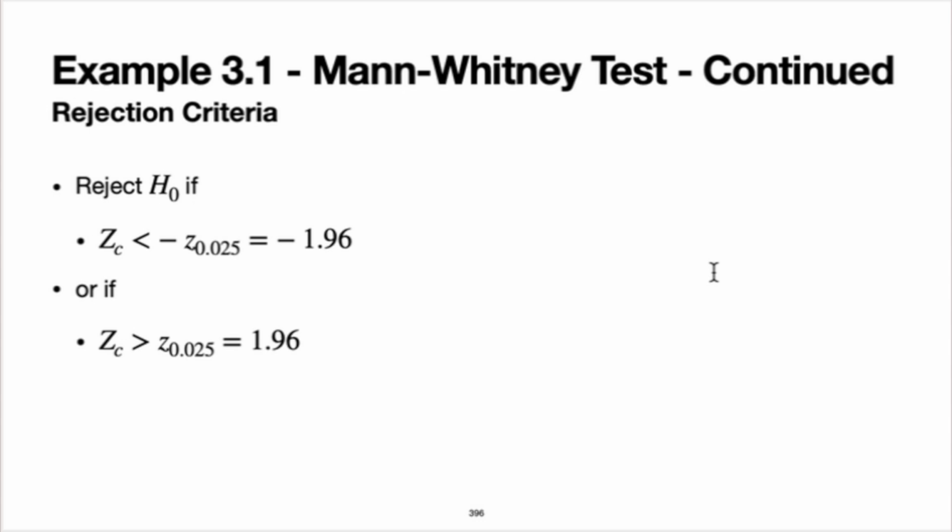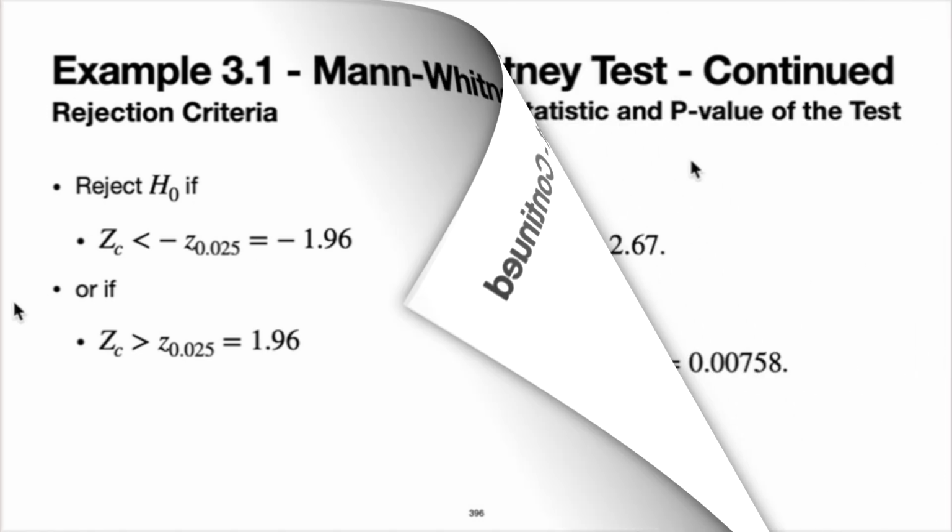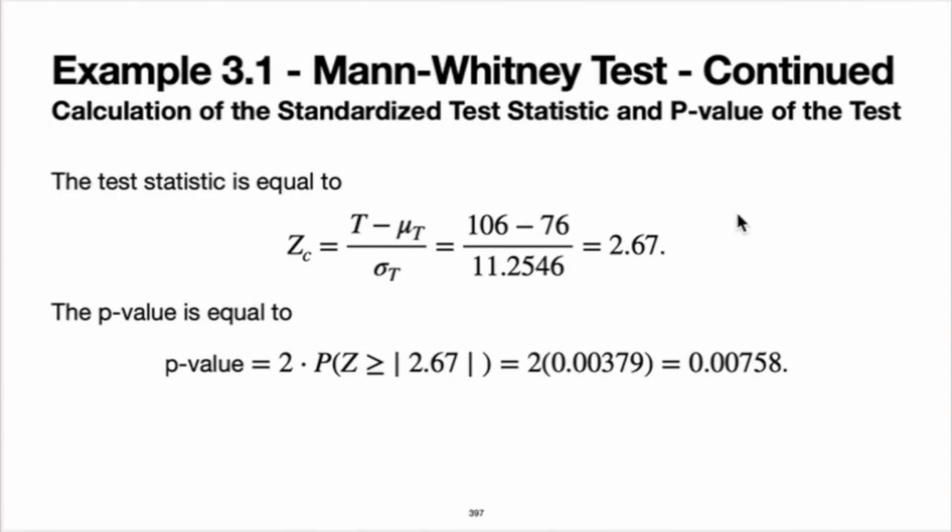This is a two-tailed test. We're going to perform this at the 0.05 level of significance. So the critical points are negative 1.96 and positive 1.96. To calculate zcalc, again, we plug in the value of T, which is T1, 106. We subtract off the mean of its sampling distribution, 76. We divide that difference by the standard error, the true standard deviation of the sampling distribution of T, again, 11.2546. And so our test statistic value is 2.67.